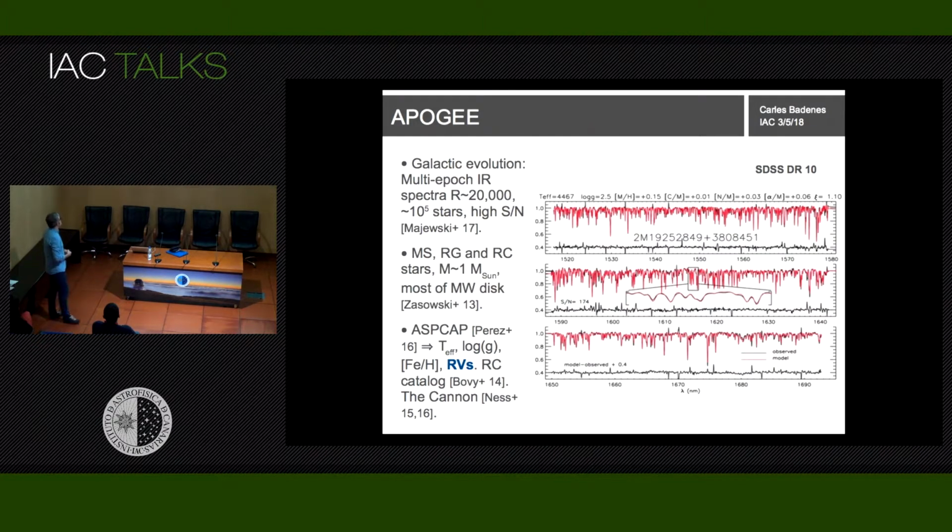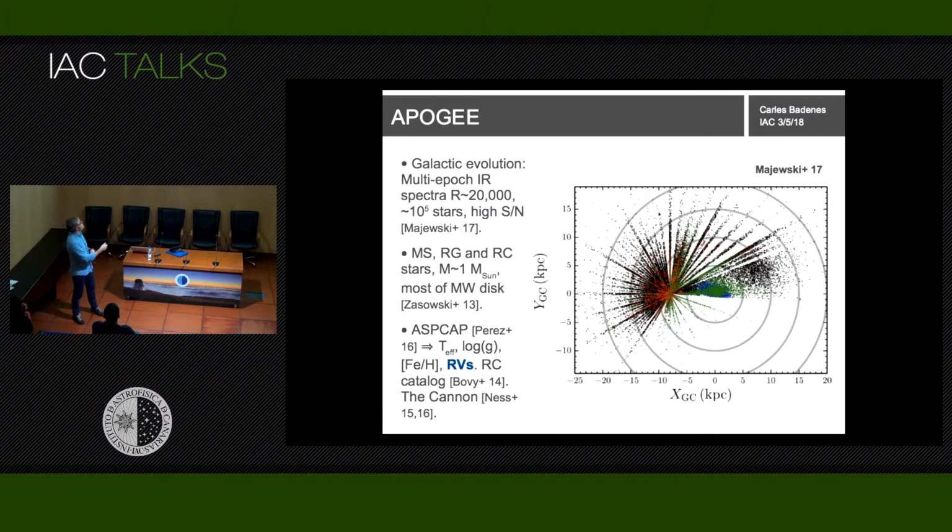Okay, so APOGEE is looking at main sequence, red giant, and red clump stars. Most of them at about 1 solar mass, so these are stars that are very much like the sun. And it reaches most of the Milky Way disk because it's observing in the infrared, so it doesn't have to deal with dust so much. So you can see things that are really tens of kiloparsecs away, easily. And this is great because you really are probing all sorts of environments and metallicities, which is the kind of thing that we're interested in.